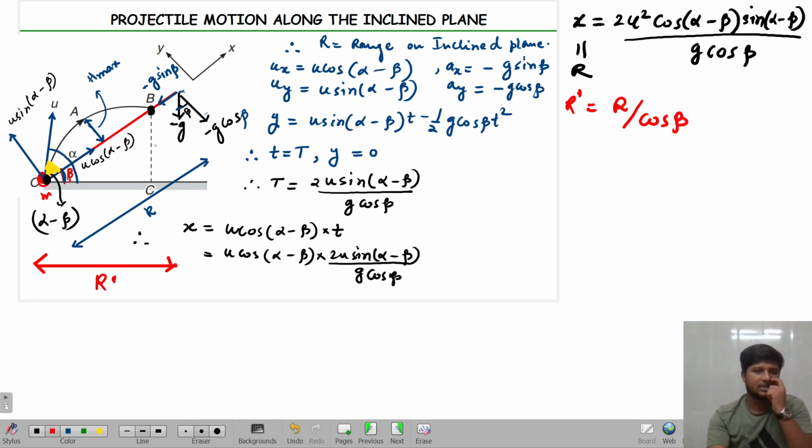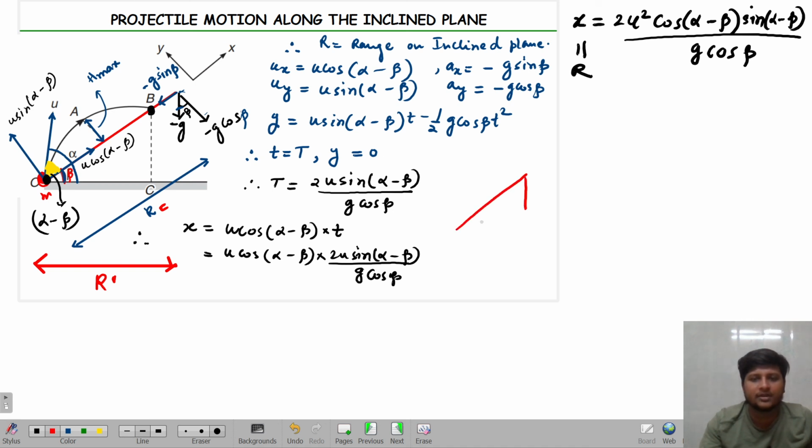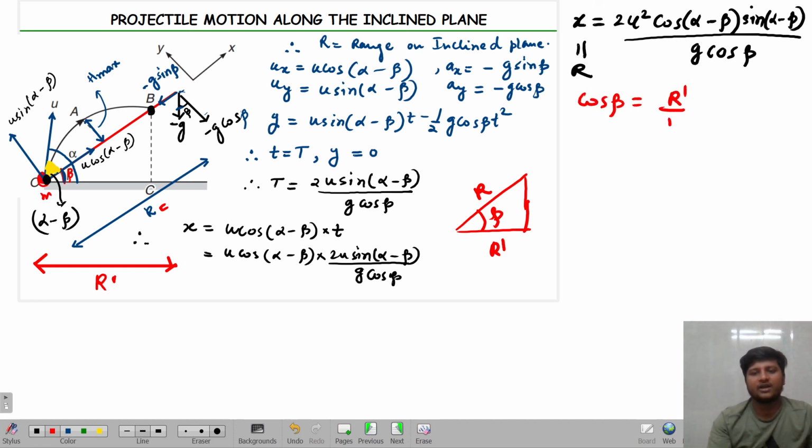Yes or no? See this. Is this r going to be my hypotenuse for this particular triangle? Try to consider. Yes or no? So look over here. This is my triangle over here. This angle is beta. You are aware of this r and you have to calculate r prime. So cos beta is equal to what? Base by hypotenuse. So base by r. So I can write cos beta is equal to r prime divided by r. So r prime is nothing but it is equal to what? r into cos beta. Got it or not? Yes or no? So if you are aware of this, you can calculate the answer out of it.